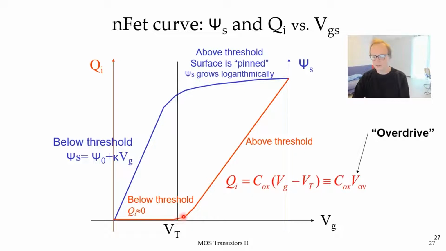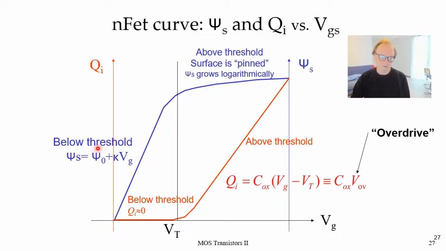Well, the inversion charge just essentially grows linearly. You're just adding new charge to the surface, and you can see that QI is just going to be Cox, the oxide capacitance, times Vg minus Vt, which is by definition called Cox times V overdrive. The overdrive is just the distance the gate is above the threshold voltage when the source voltage is 0.